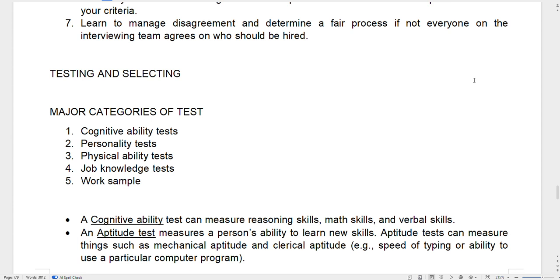Cognitive ability tests can measure reasoning skills, math skills, and verbal skills. Aptitude test measures a person's ability to learn new skills. So, maganda yun, no? They can learn new skills. Aptitude tests can measure things such as mechanical aptitude, etc.